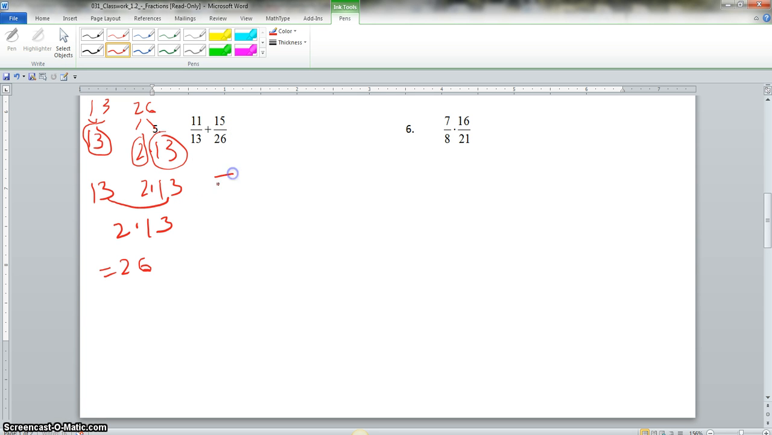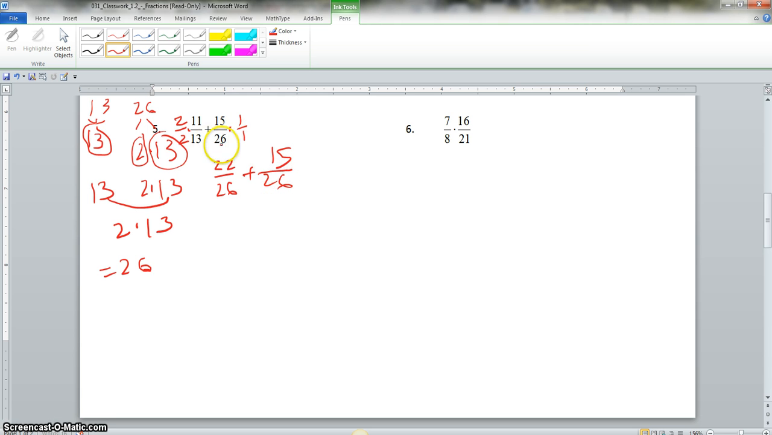So our new denominator here would be 26. Now we must find our new numerator. Now we know 13 times 2 gives us 26. So we can multiply the numerator and denominator by 2. 2 times 11 is 22. 2 times 13 is 26. Now we know 26 goes into 26 one time. So we can multiply the numerator and denominator by 1. And that'll still give us 15 over 26.